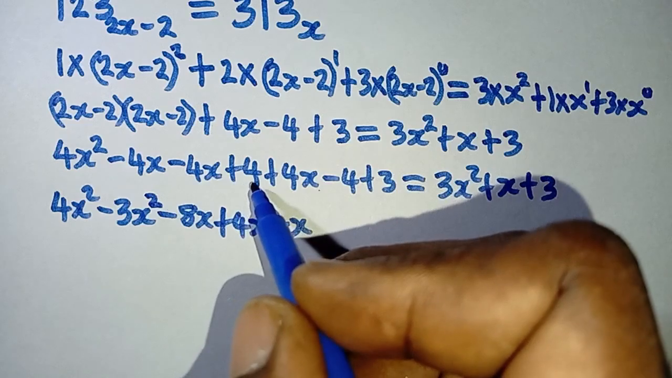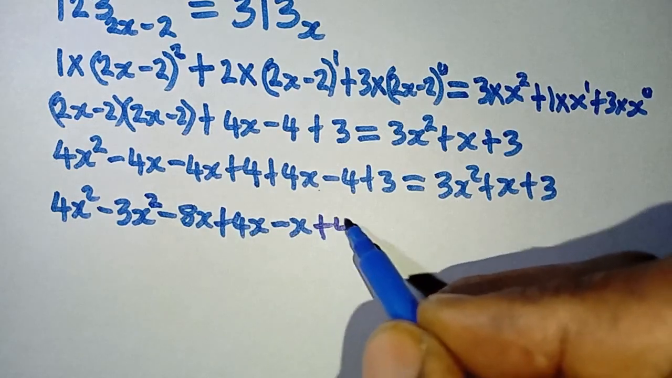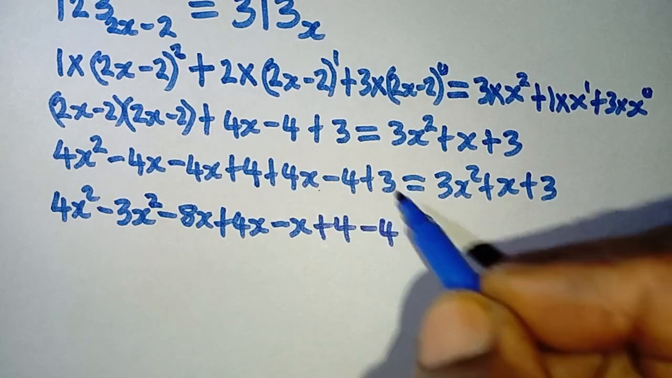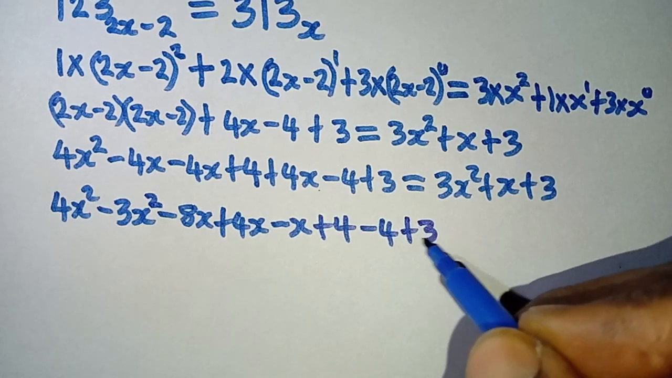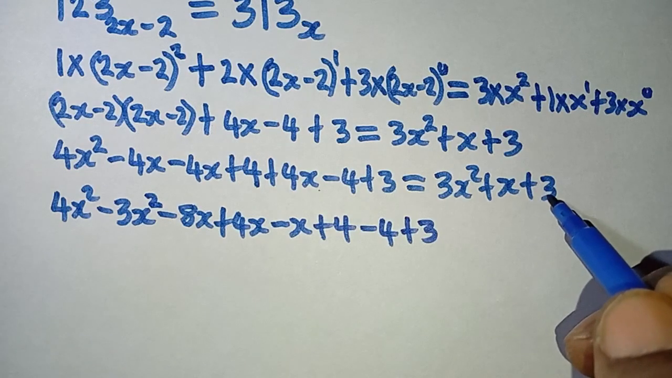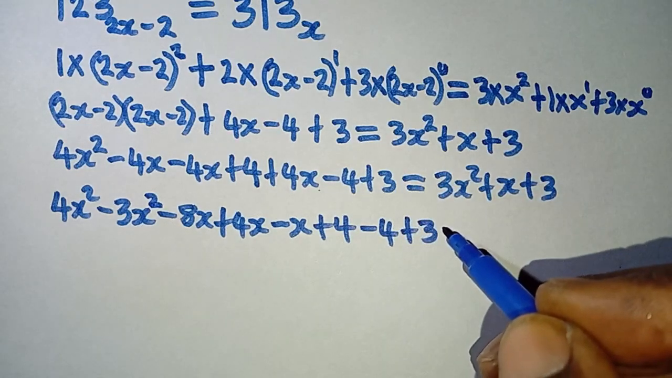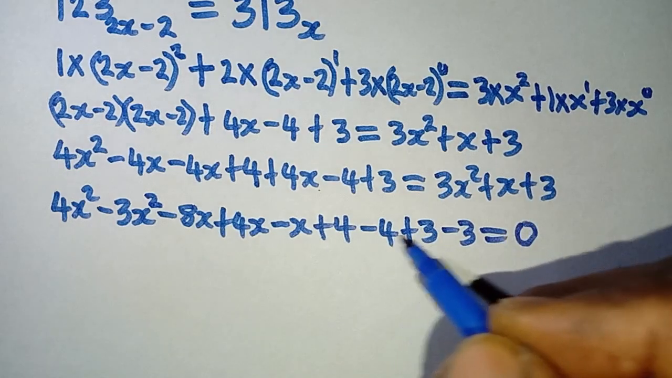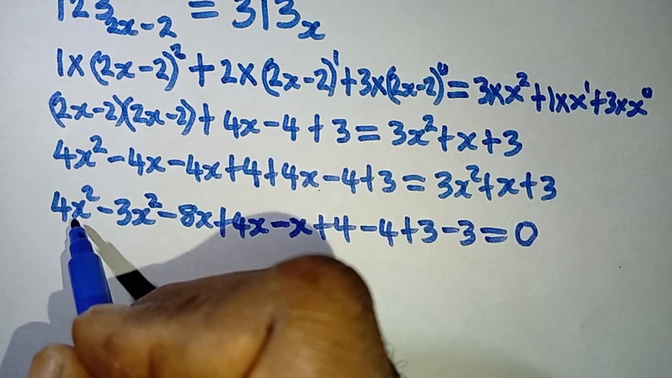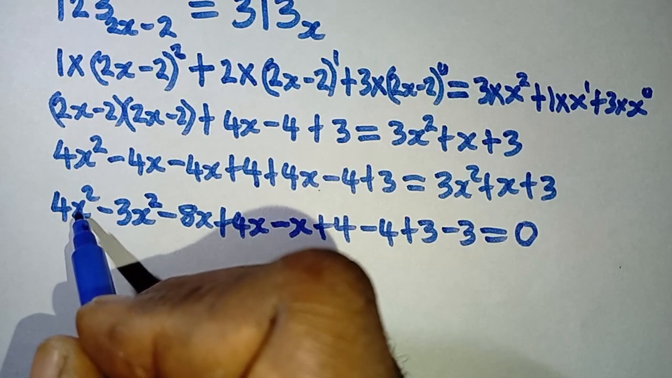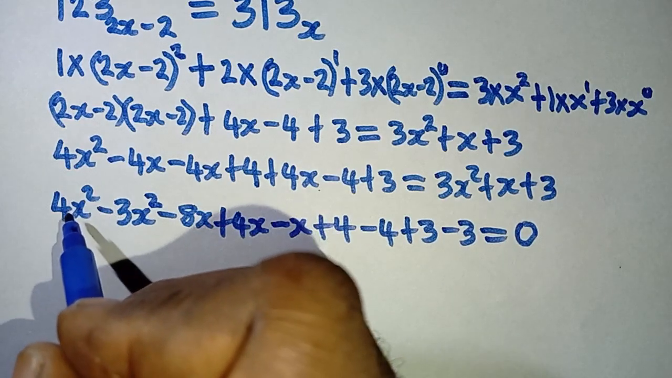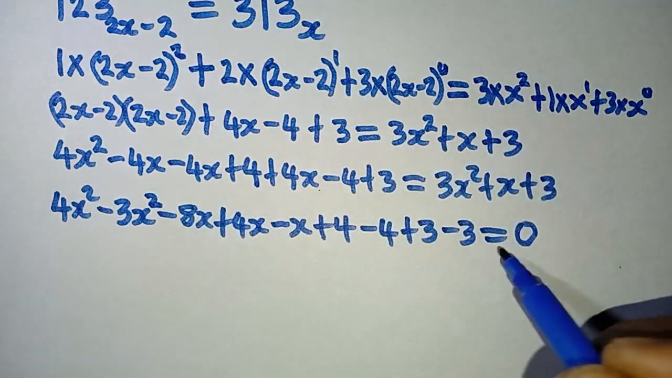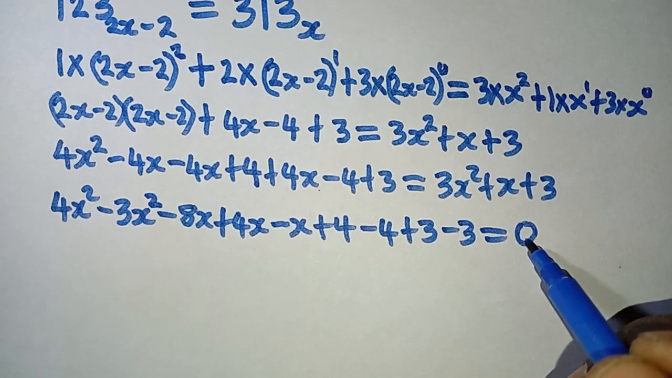I have the first one, positive 4. Negative 4. Positive 3. And then this is positive 3. If it comes to this side, it becomes negative 3. And that will be equal to 0. I am equating everything to 0 because it's going to give me a quadratic equation. That is, an equation of power 2 is a quadratic equation. So to solve a quadratic equation, I have to equate it to 0. That is why I've taken everything to the left hand side in order to equate it to 0.